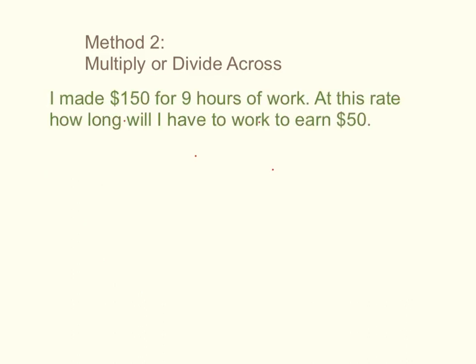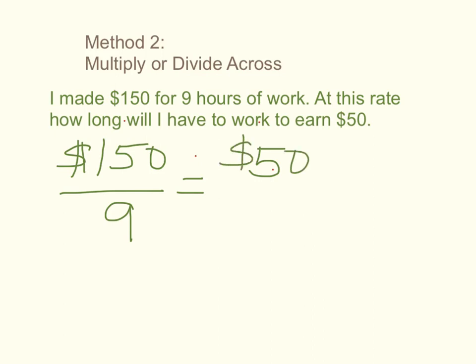The next part of method 2 is dividing across. I made $150 for 9 hours of work. At this rate, how long will I have to work to earn $50? We're going to set up the same equivalent ratio, $150 for 9 hours, and we want to know how much we would have to work to earn $50. I'm going to divide 150 by 50, and that's dividing by 3. 9 divided by 3 is 3.